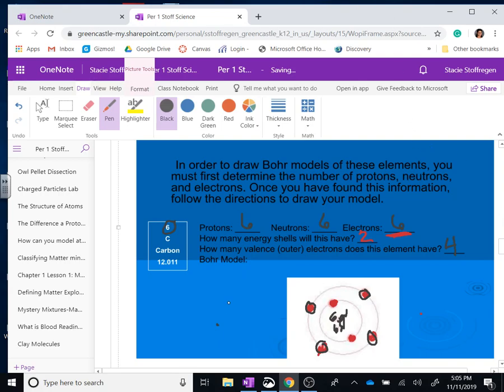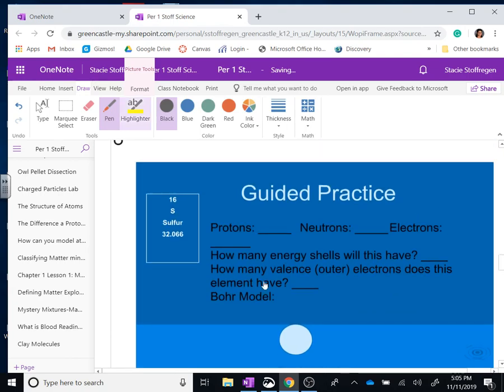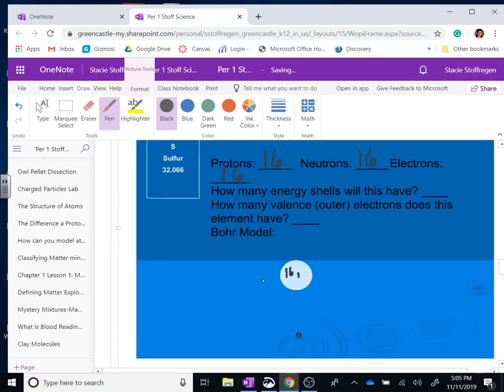Okay, so let's do another one. So sulfur, okay, it's got an atomic number of 16, so that tells us that we have 16 protons and we have 16 electrons. Now neutrons, 32 minus 16 is 16 neutrons. So how many energy shells will we have and how many outer electrons? So we're going to first put inside our 16p and 16n. So then we're going to have our first shell.